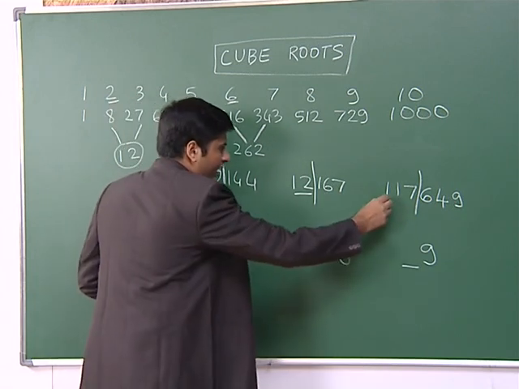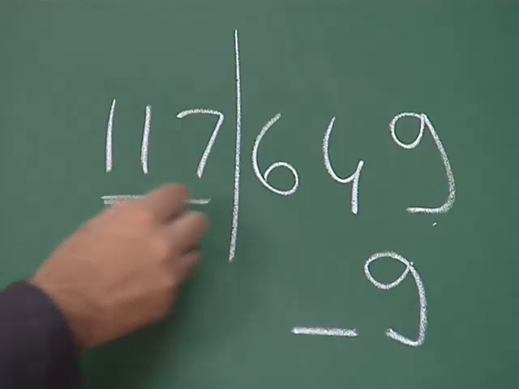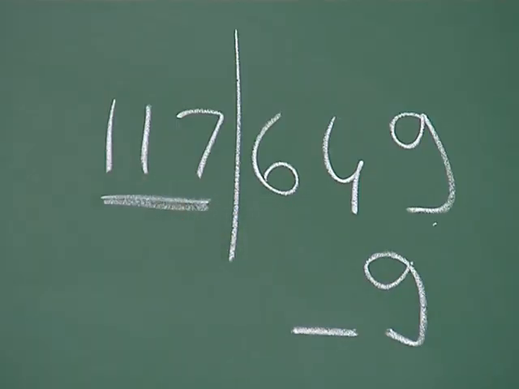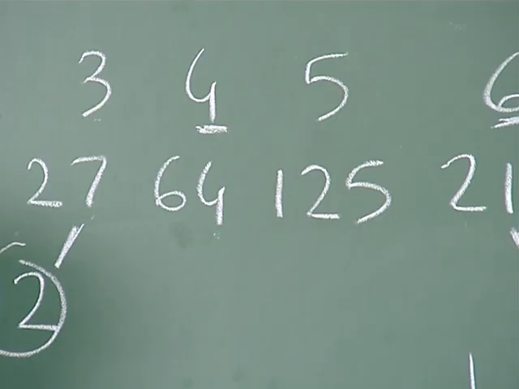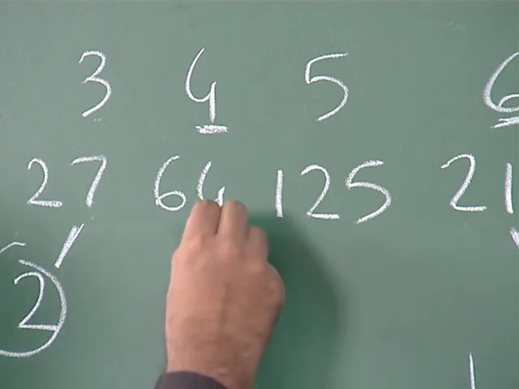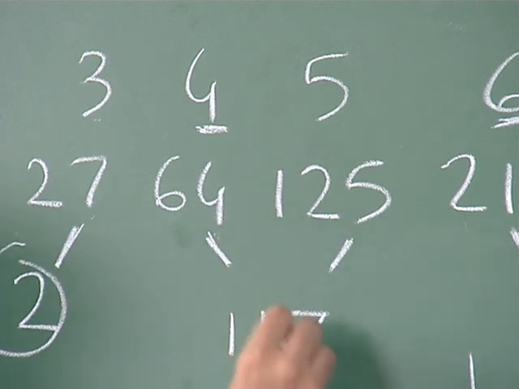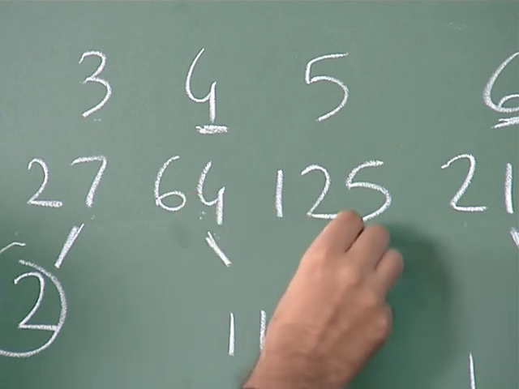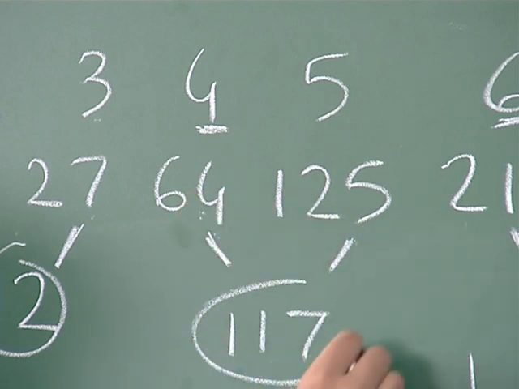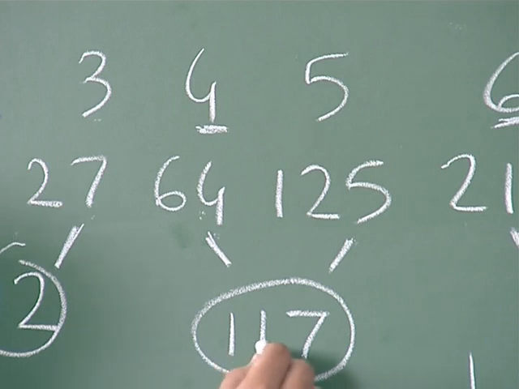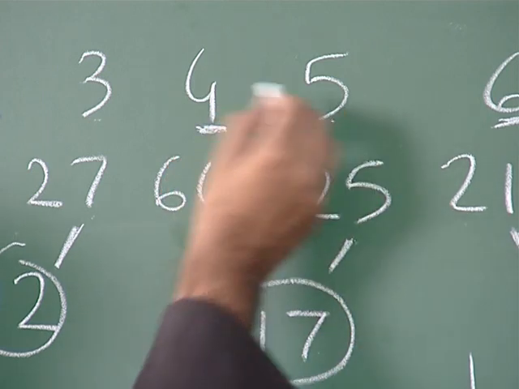Similarly friends, check the left part, 117. Ask yourself, where will 117 come on the number line? We know 117 is between 64 and 125. 117 is bigger than 64 and smaller than 125. Therefore, 117 is between 4 and 5.